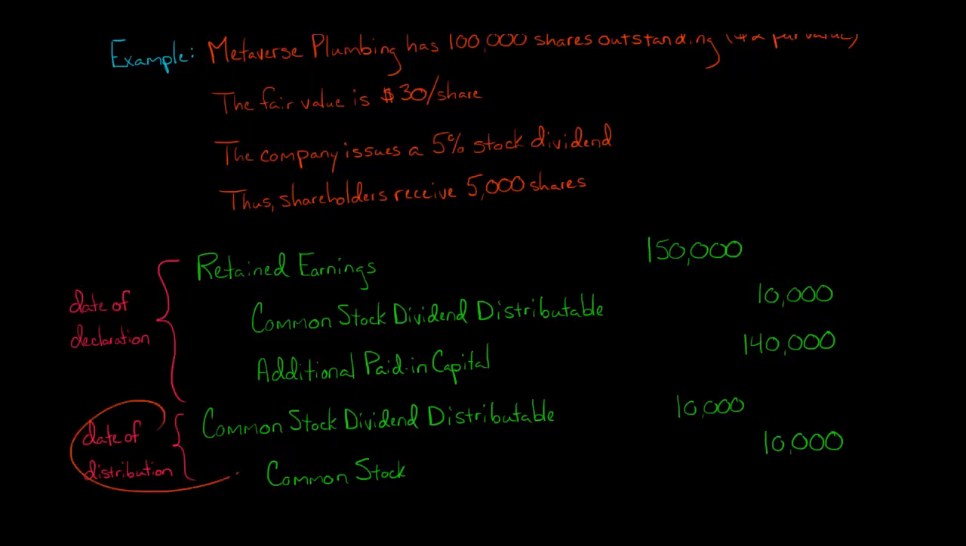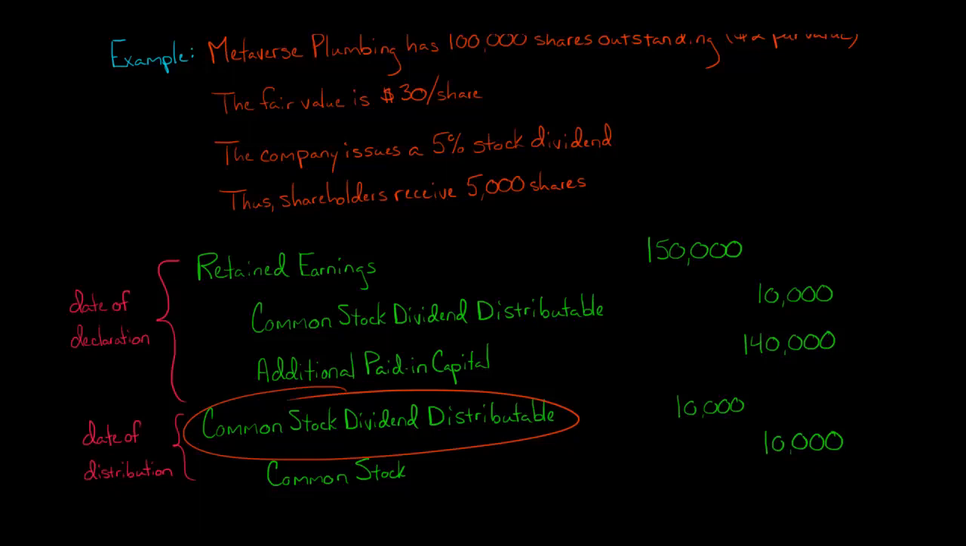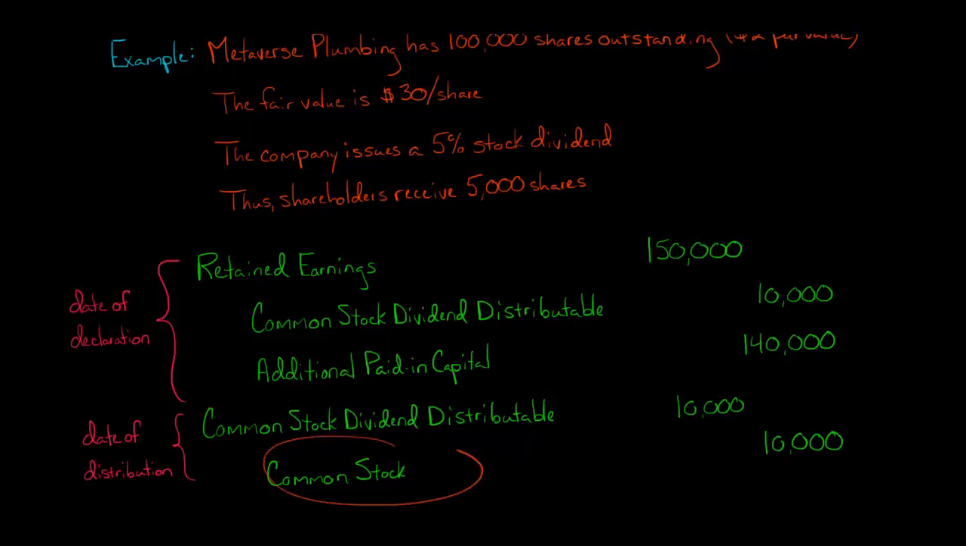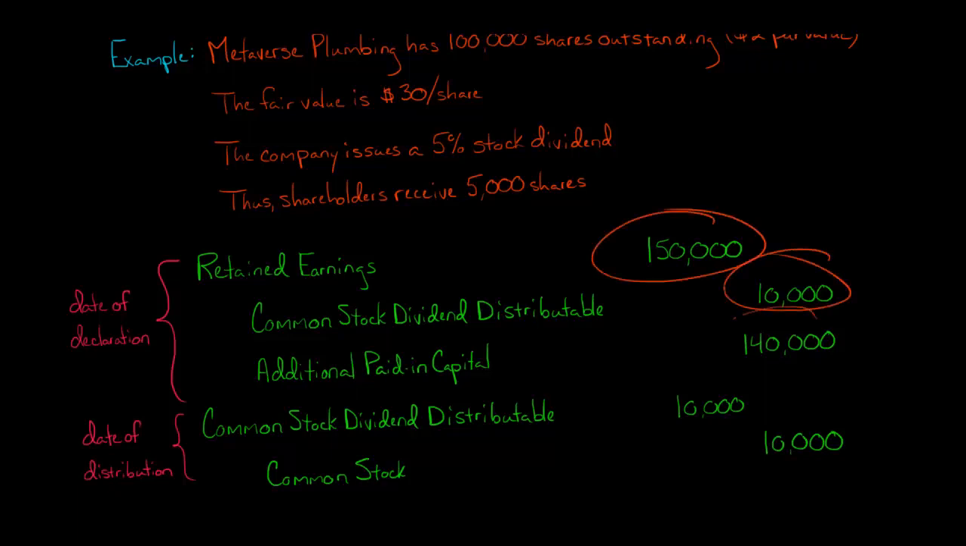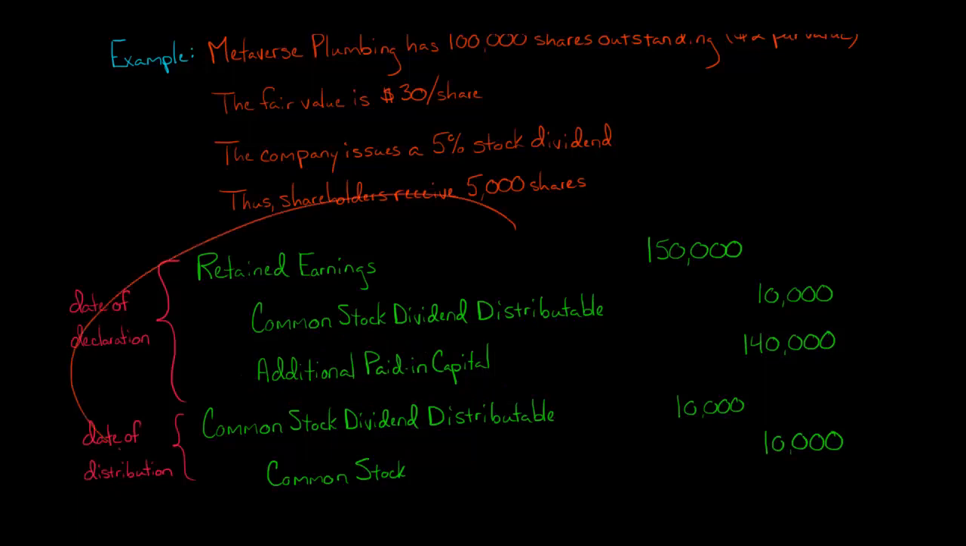And then later, when the company makes the distribution, it's going to zero out that dividend distributable account, and it's going to credit common stock. So common stock's ultimately going to go up by the par value per share times the number of new shares. Multiply those two. Now the remaining amount: you've got $150,000 of debits and $10,000 in credits, so you obviously need $140,000 of credit here. That's going to be credited to additional paid-in capital.